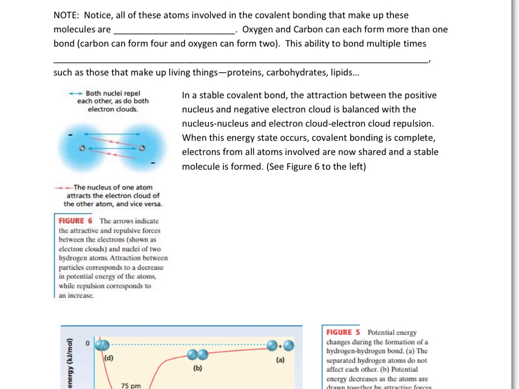Sorry, didn't have my pen on. They are nonmetals. That's going to be on your quiz, so make sure you understand that. And remember, looking at the periodic table, you've got your metals here, your transitions here, your nonmetals are over here, on the right.